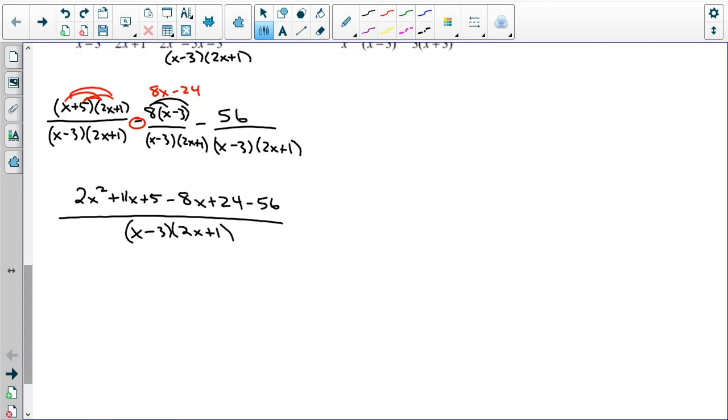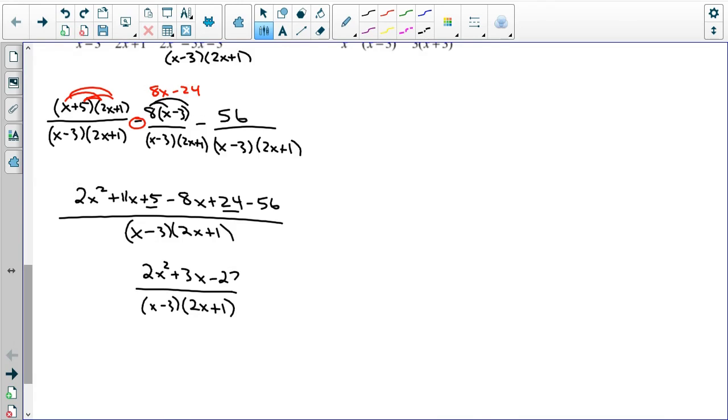Now I have to simplify. So I have 2x squared plus 3x, and then plus 29 minus 56 is minus 27, over x minus 3 times 2x plus 1. Sorry, that was x squared. So 2x squared plus 3x minus 27 all over x minus 3 times 2x plus 1.